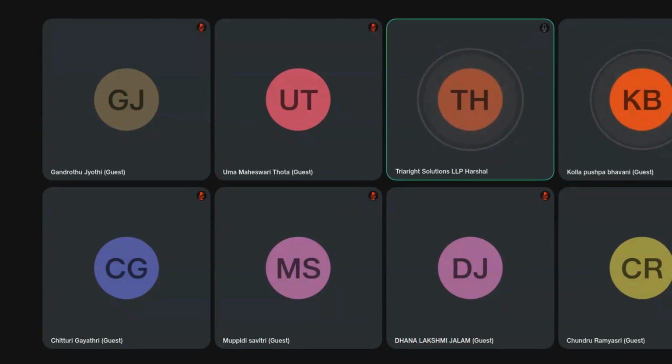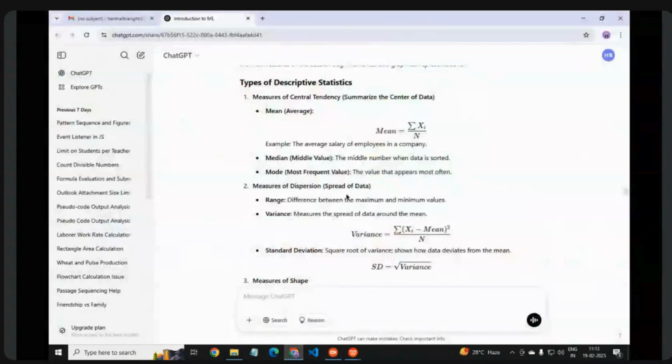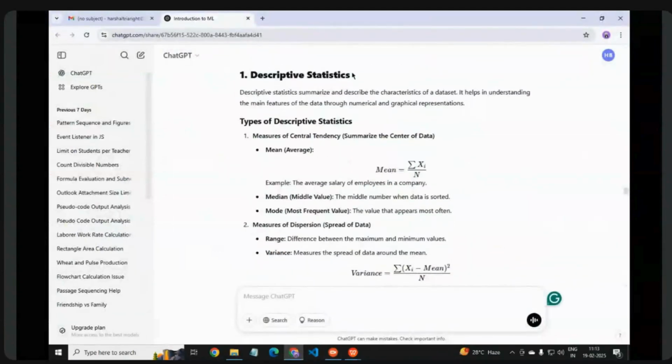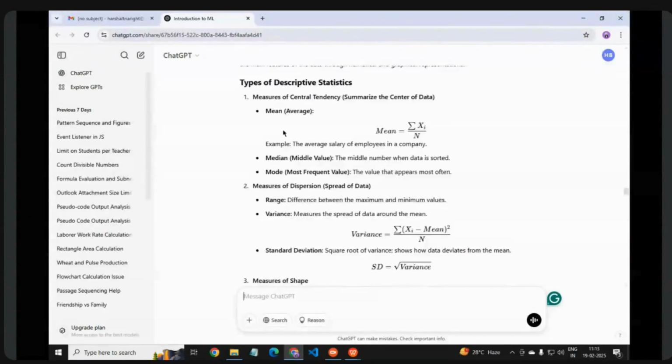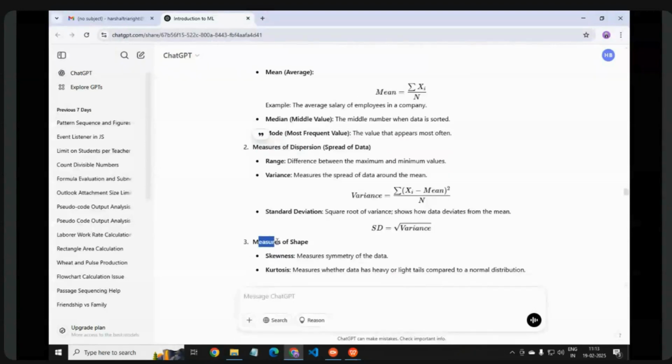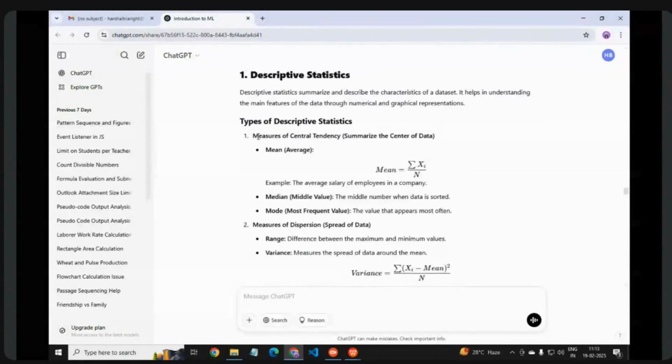Is my screen visible, guys? Yes, sir. So see here, the descriptive statistics. There are three types of descriptive statistics. The first one is the measure of central tendency, the second is the measure of dispersion, and the third one is the measure of shape. In the measure of central tendency, there are three types. The first one is mean. Mean is also known as the average. This is the formula.